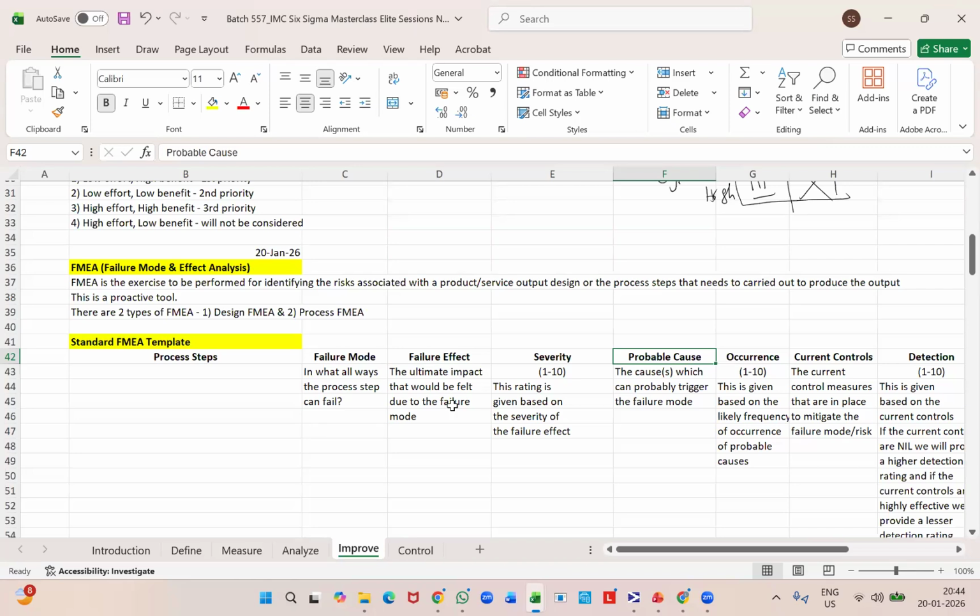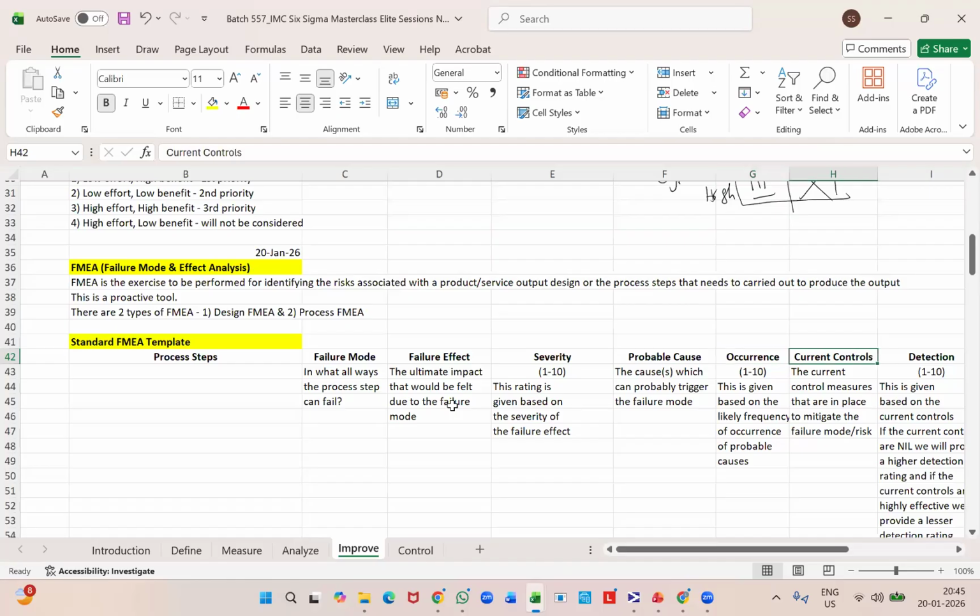And for this probable cause, I will come up with a rating called occurrence rating, again in the scale of 1 to 10. So if that probable cause is likely to occur more frequently, then I will give a higher rating for occurrence. At the same time, if that probable cause is likely to occur less frequently, then I will give lesser rating for occurrence. So occurrence rating will be given based on the likely frequency of occurrence of the probable cause, right?